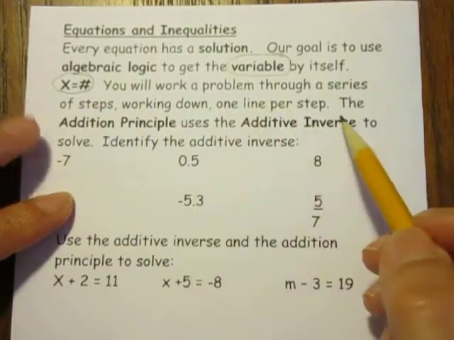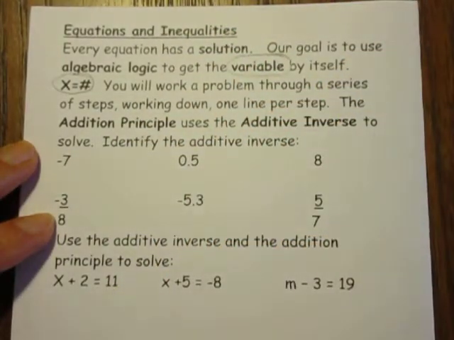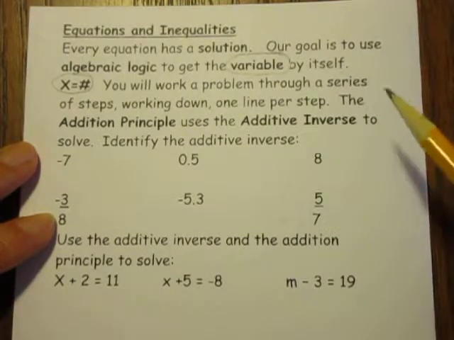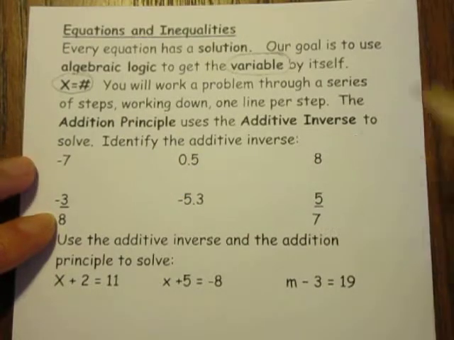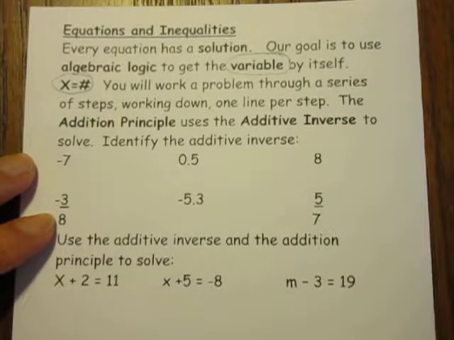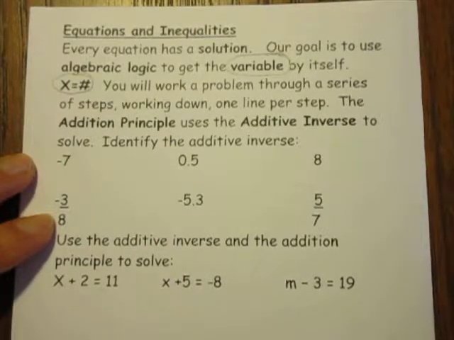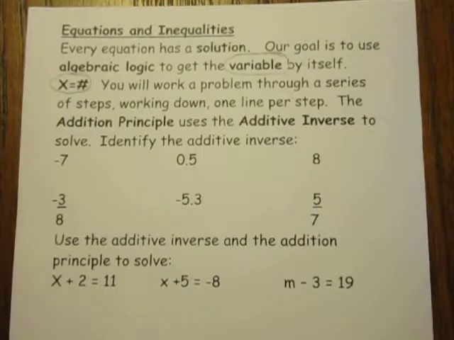Okay, so you're going to work through a series of steps, working down line by line in kind of an order. The first thing that you need to be on the lookout for is applying the addition principle, which uses the additive inverse. So we need to talk about what we mean by additive inverse. Additive inverse is whatever you can collect with a number to get to zero. We've talked about it a couple times already that in algebra and math, we have different operations that are inverse operations of each other.